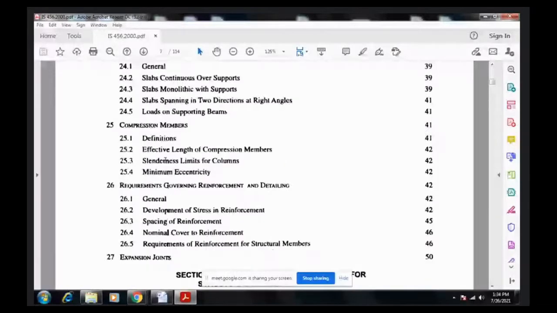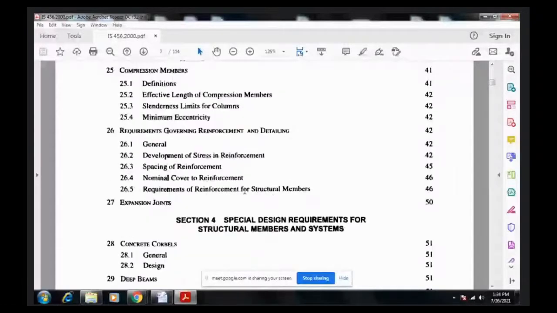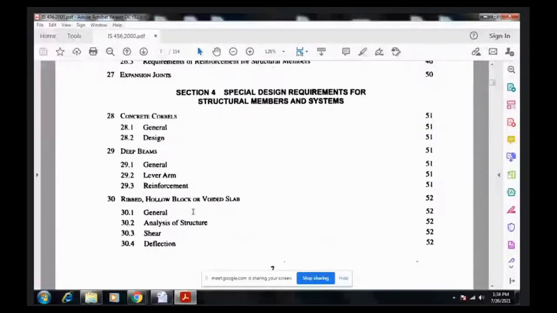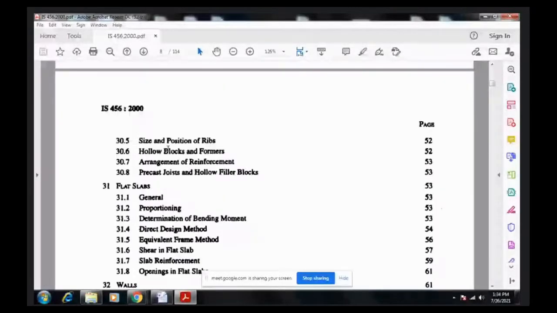Then another handbook, SP34. What is an expansion joint? Those things are important. Now these are the things that will not be covered in third year, maybe in fourth year. These are the things in fourth year. Right? Staircase will be covered. Then footing, the annular footing, that will be covered here.